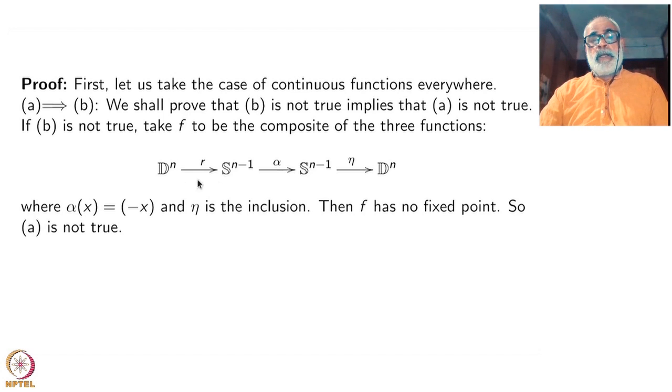See, if this whole thing is f, fx is equal to x, first of all, means that the point x has to be on the boundary, because fx will be in the boundary here, Sn minus 1. But on the boundary, this is identity followed by x going to minus x. So identity, x goes to minus x here. So fx cannot be minus x, fx cannot be equal to x. So that's all. There are no fixed points for this composite function. So that's a contradiction, that is denying A. So that means not B implies not A, which is the same thing as A implies B.